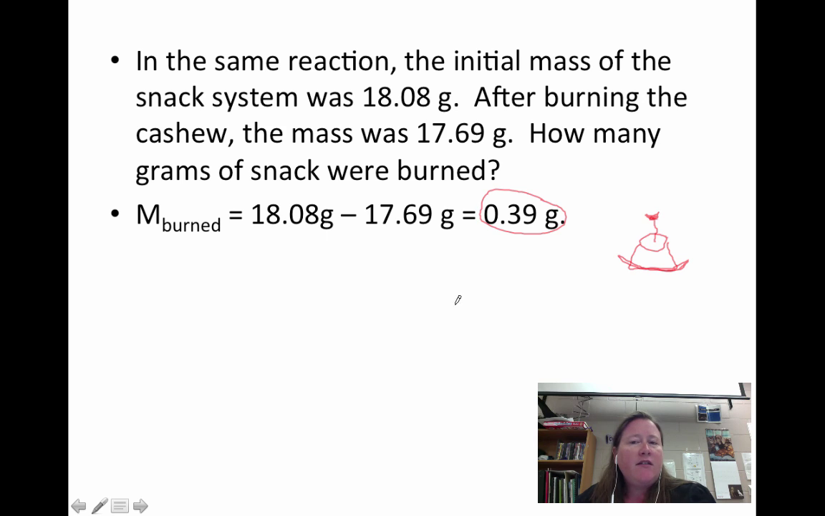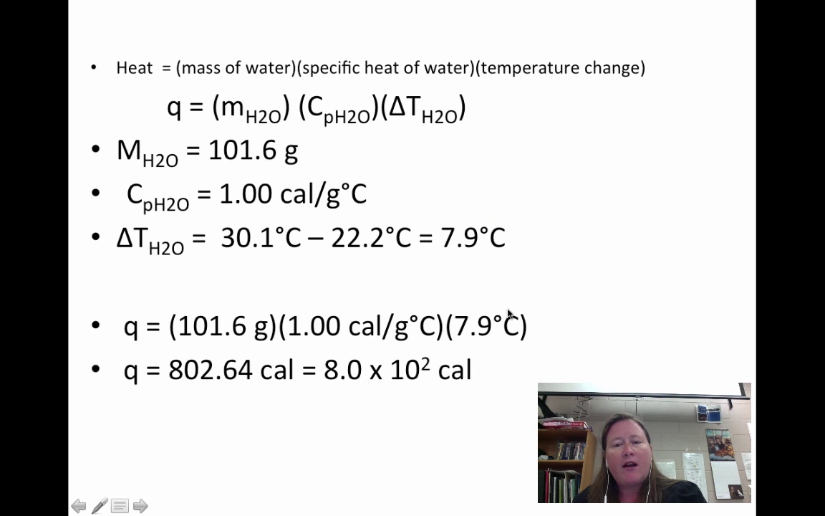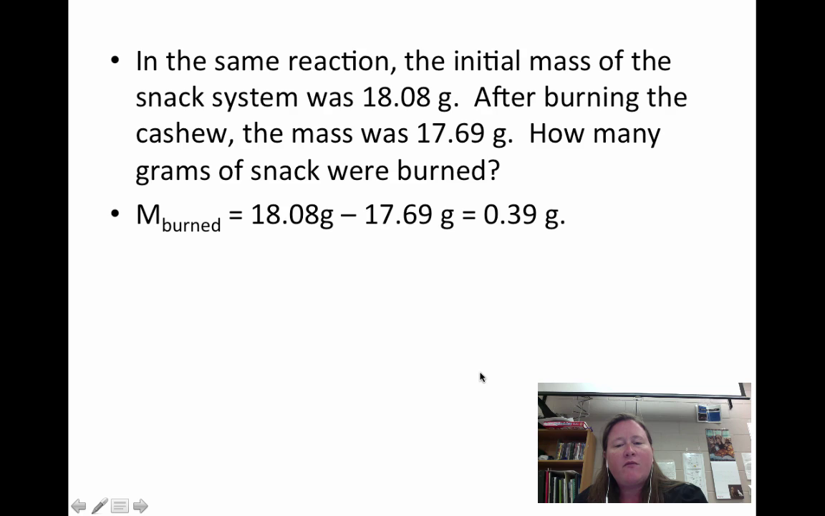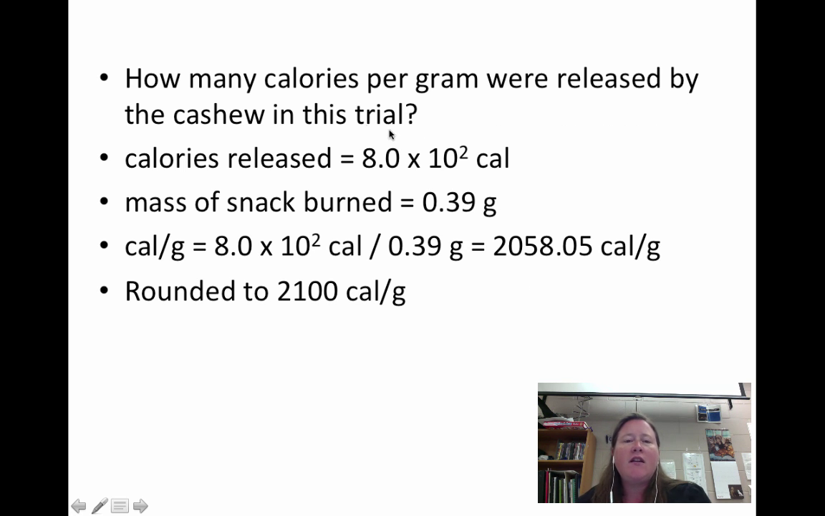So how can this information be used and be helpful? We can use the calculation from before, the number of calories, and figure out how many calories per gram were burned, knowing that we only burned 0.39 grams. This calculation is going to be shown on the next slide. And here's the question: how many calories per gram were released by the cashew in this trial?